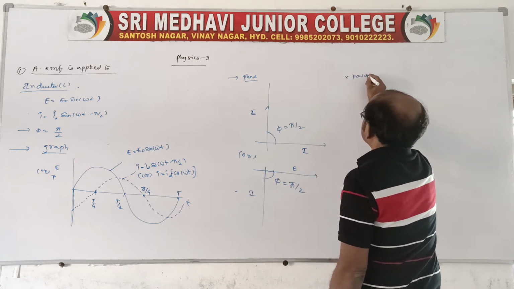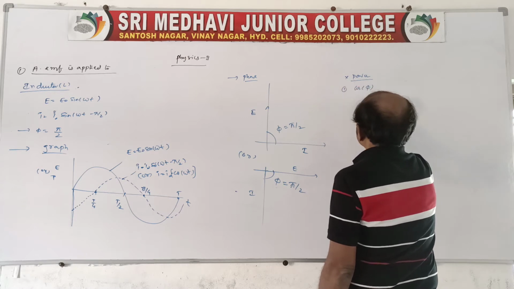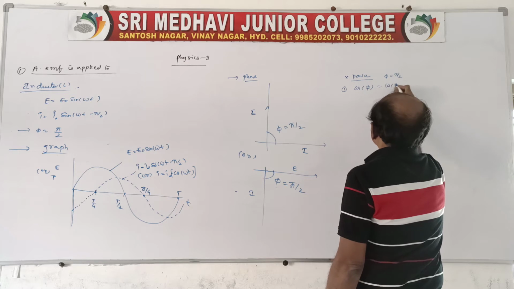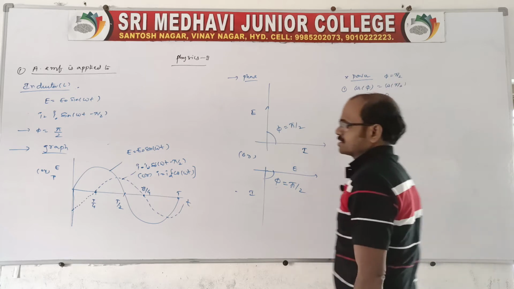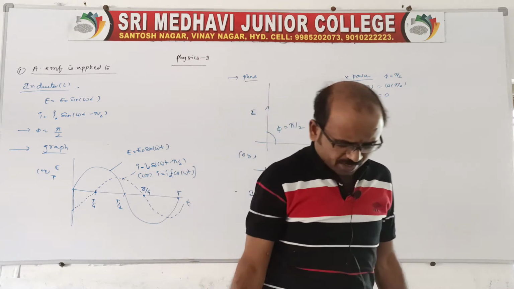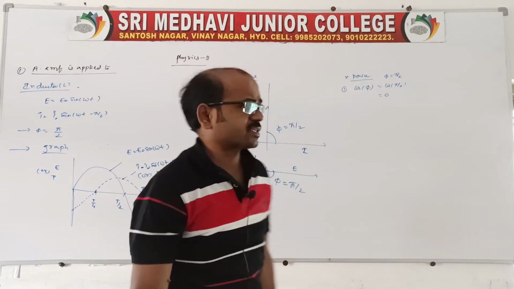Now we need to write the power. Sir, what will be the power? First, the power factor is cos phi, but the value of phi is given as 90, so the power factor will be 0. Is there any power consumption? No. In the case of an inductive circuit, we will not get any power consumption, because the power factor is 0.